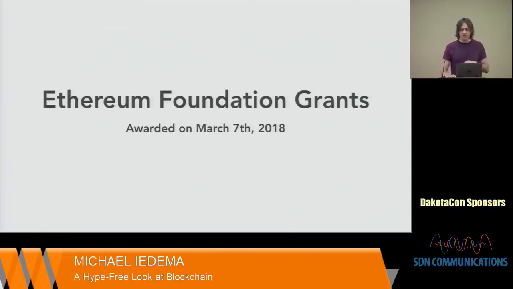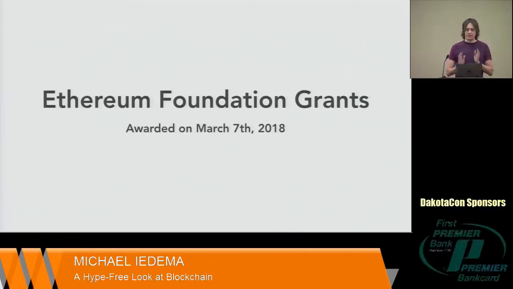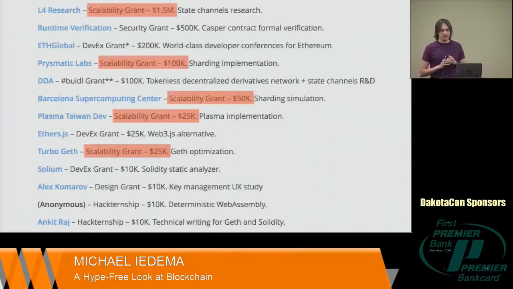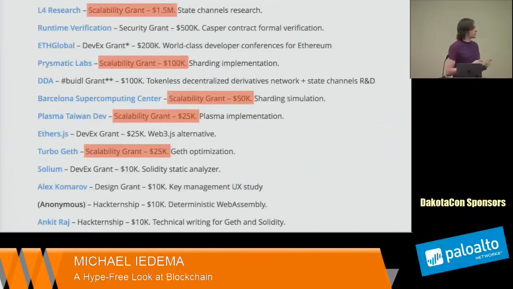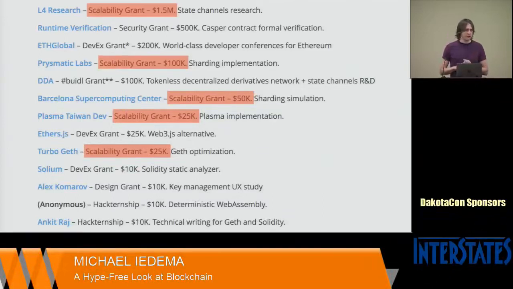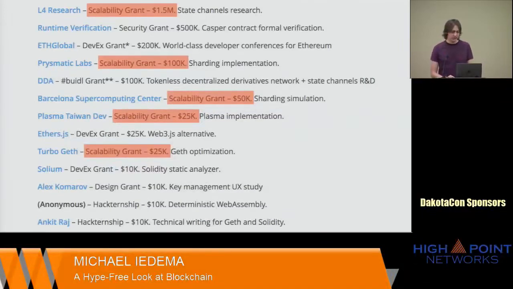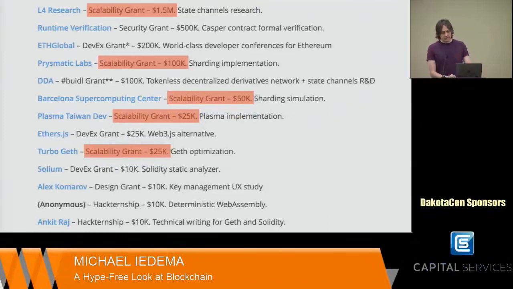So Ethereum Foundation grants, just to show that scalability is like a big deal. These were awarded on the 7th. And look what the top money went to. $1.5 million for scalability, another 100,000 for scalability, another 50,000 for scalability, another 25 and 25. So the majority of the money in these research grants went for scalability, with the top prize, $1.5 million, three times over the next one. So lots of money being put into scalability research.